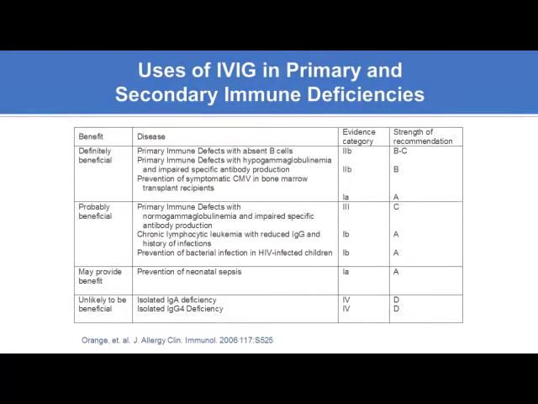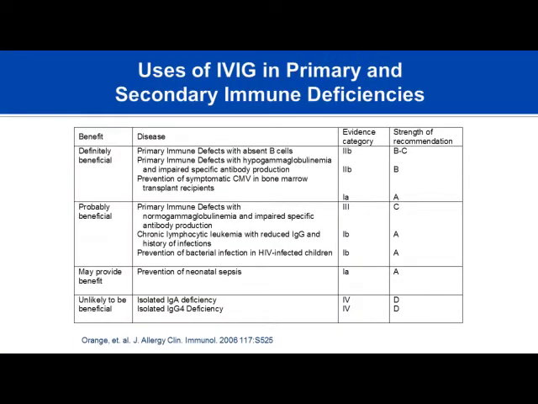In breaking this down across some of the different indications, this first table, and again these are taken directly from the article and you can look back to it for reference, looks at the use of IVIG in primary and secondary immunodeficiencies. What you'll see for those that are definitely beneficial are the primary immune deficiencies with absent B cells, such as X-linked agammaglobulinemia, the primary immune deficiencies with hypogammaglobulinemia and impaired specific antibody function, such as common variable immune deficiency, and also in the secondary immune deficiencies, prevention of symptomatic cytomegalovirus in bone marrow transplant recipients.